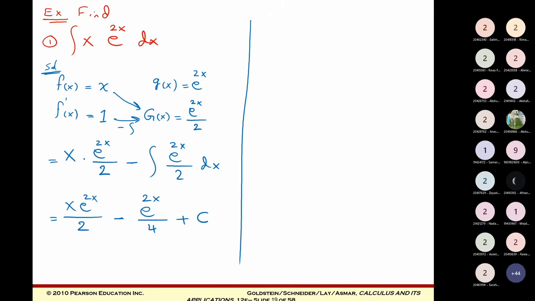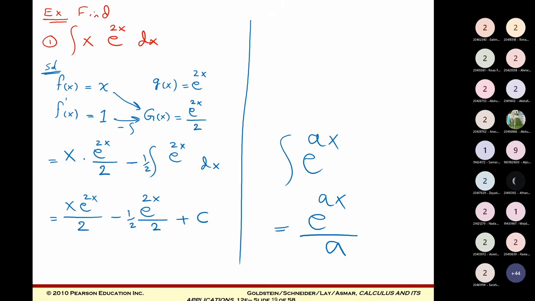Another way to find this: how did we get the 4? Already we have 1 over 2. Okay, so we have 1 over 2. And the integral of e to the power 2x is the same, over 2, because the integral of e to the power ax equals e to the power ax over a. Okay, Asil? So we have 2 and we have 2, but also we have 1 over 2. This is 4. Okay, Asil?